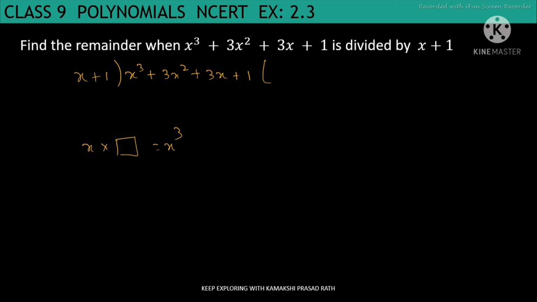x multiplied by what, so that we will get x cube? It is simple. x multiplied by x squared gives x cube. So here we multiply x with x squared and we get x cube.